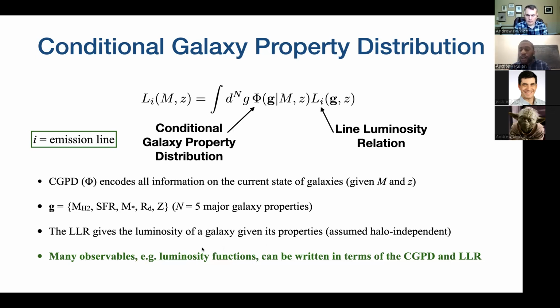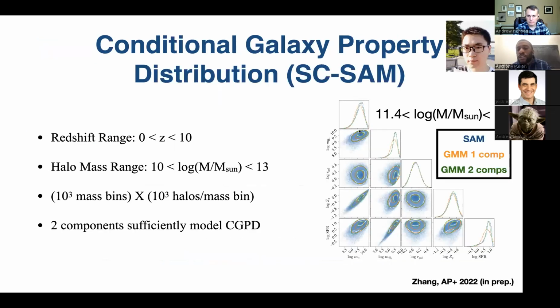We can also construct observables like the voxel intensity distribution, and fundamental planes can also be written in terms of these two functions. There's a lot of information there that I don't have time to get into, but basically pretty much all the observables that people typically want to measure can be written in terms of these two functions. So one thing we want to do first, though, is to measure this in simulations to get an idea of what this distribution could look like.